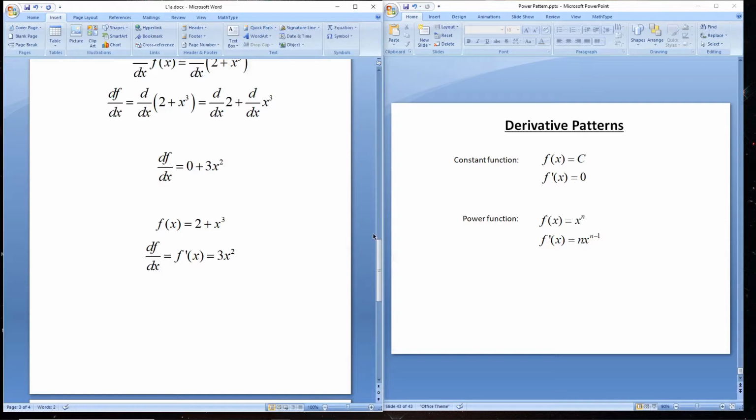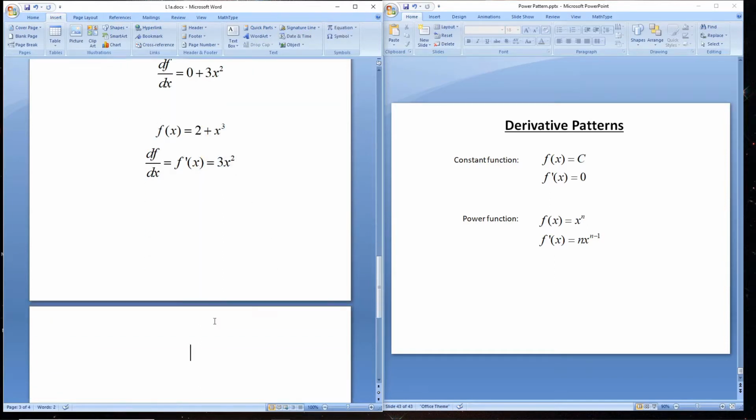So remember, the derivative distributes. That comes from the limit. Remember, the limit distributes. The derivative is a limit, and the derivative also distributes. And that means we can take the derivative of terms individually then.